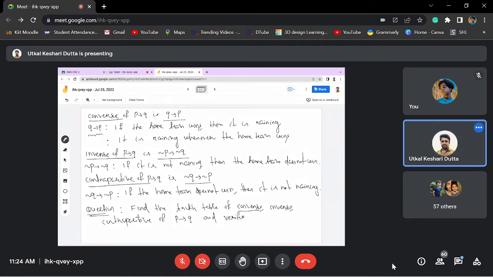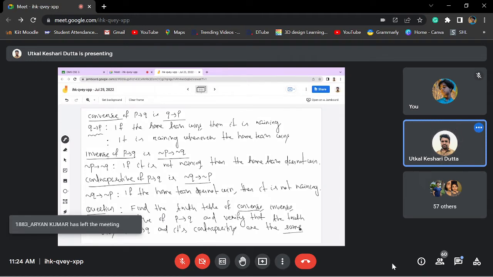And verify that the truth values of P conditional Q and its contrapositive are the same. That means when finding the truth table, find the converse, inverse, and contrapositive. To find the converse, you have to find P conditional Q also. After finding, just check that the truth column of P conditional Q is identical to its contrapositive. That means all the truth values of P conditional Q will be the same as all the truth values of negation Q conditional negation P. That will be the same thing. Okay. That is your homework.